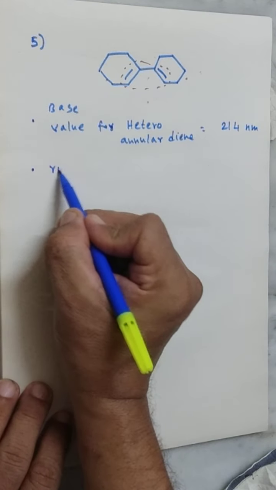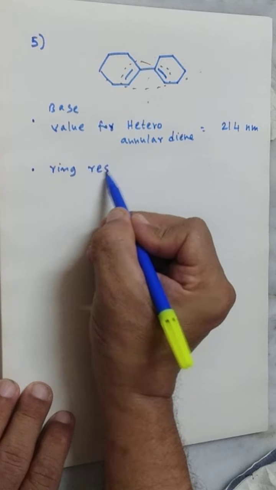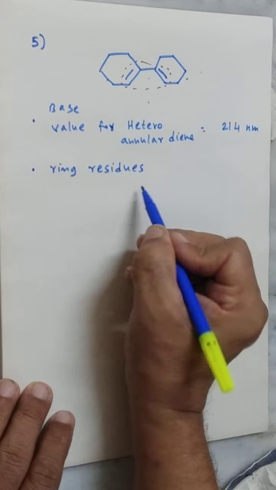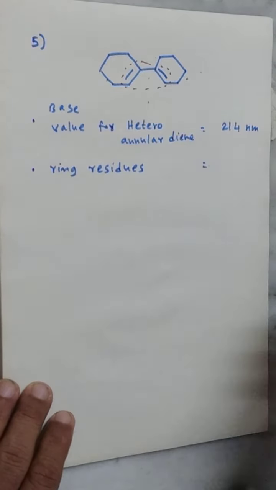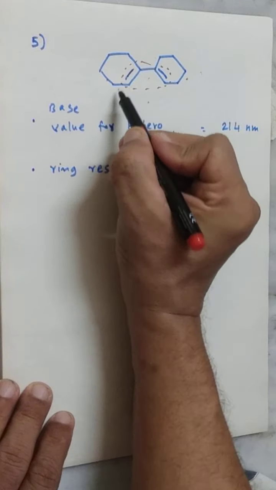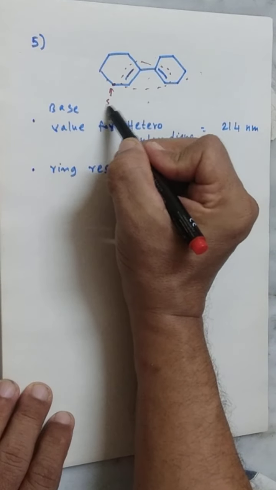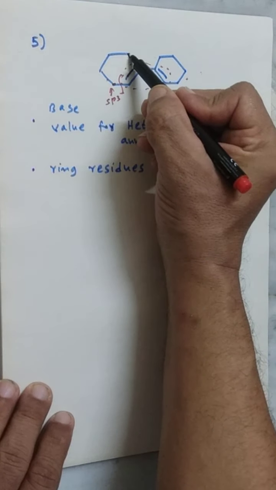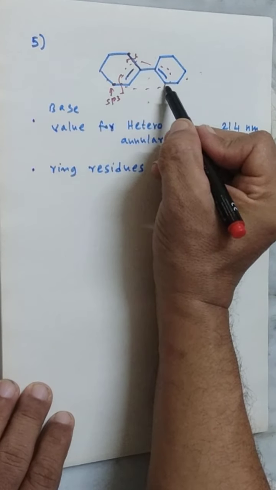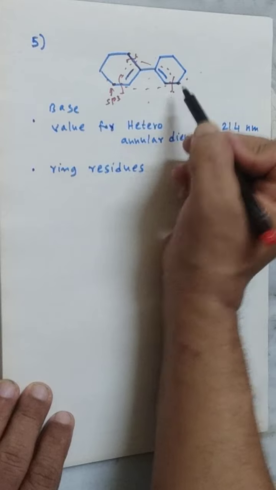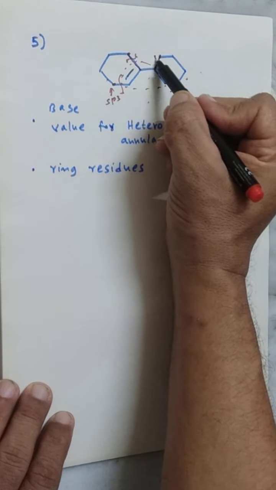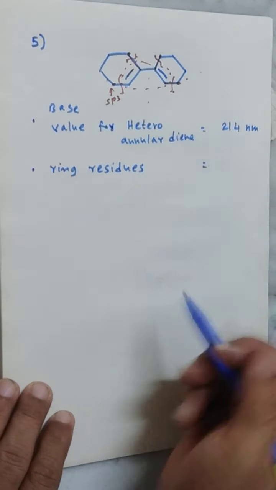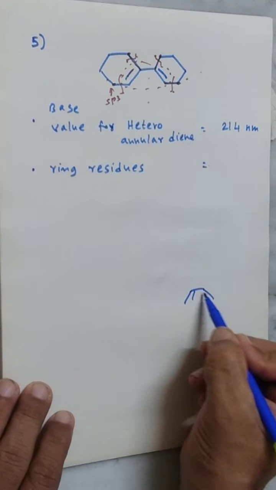So you have ring residues. See the ring residues, now it is very easy to calculate them. Now this is the double bond. This is sp3 carbon, so this is one ring residue. Similarly, this is another sp3 carbon, this is another ring residue. Similarly, this is sp3 carbon, this is another ring residue. This is sp3 carbon, this is another ring residue. So it is like this.